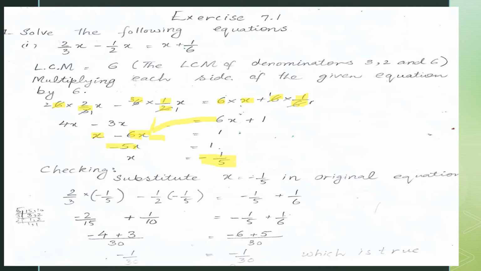Now the last step is checking. Substitute x is equal to minus 1 over 5 in the original equation, that is 2/3 times minus 1/5 minus 1/2 times minus 1/5 is equal to minus 1/5 plus 1/6. Now multiply and solve these, but in the checking step you need to focus on one thing: keep the left-hand side members as they are, and the right-hand side will also stay as it is.